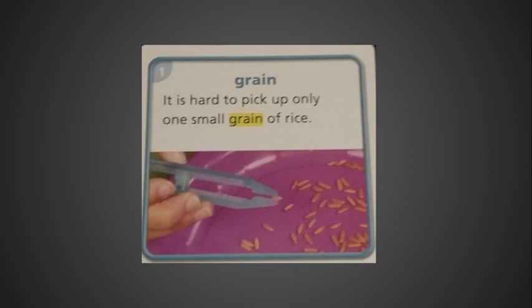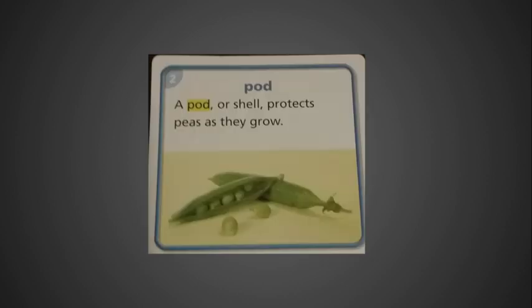All right, let's take a look at our second word. Our next word is pod. Our sentence says, a pod or shell protects peas as they grow. Well, using my context clue, remember a lot of times in a sentence, when they put a comma after the word, they sometimes explain or describe what the word means in between the next comma. So I noticed the word shell, and when I look at the picture, it definitely looks like a shell that covers or protects something. So a pod is a shell that covers seeds.